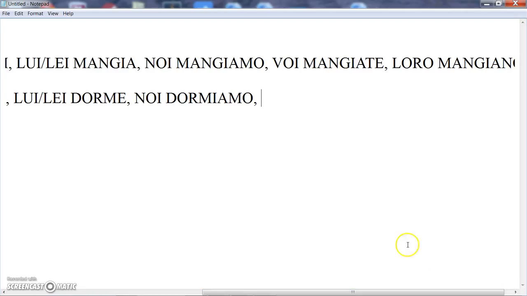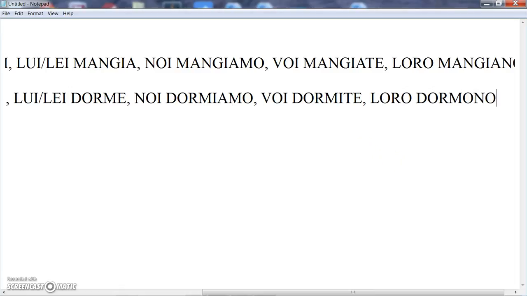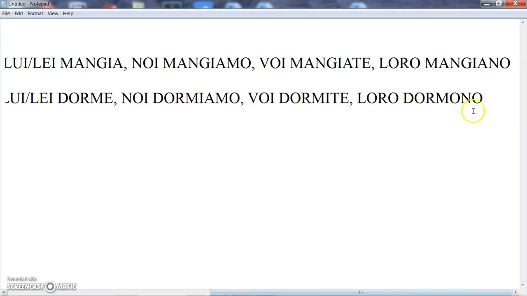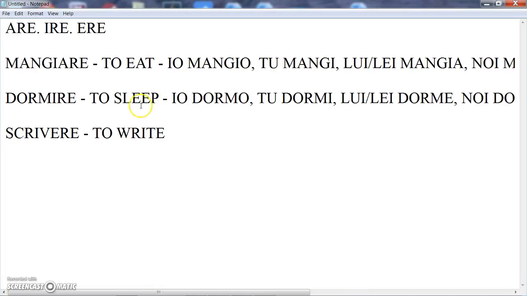And then voi dormite. So you can see that this is ate up here, this is ite. So for the ARE verbs, that's the slight difference: dormire would be ite, and are would be ate. Same with loro, it wouldn't be loro dormano, it'd be loro dormono. Like this, dormono. So like I was just saying, it's not A and O, it's O and O down here. That's just the structure. That's how you would conjugate the IRE verbs. And it's exactly the same thing here too.